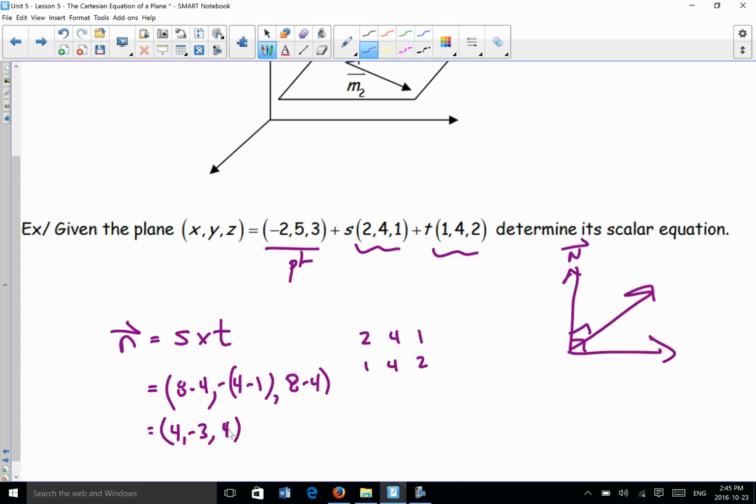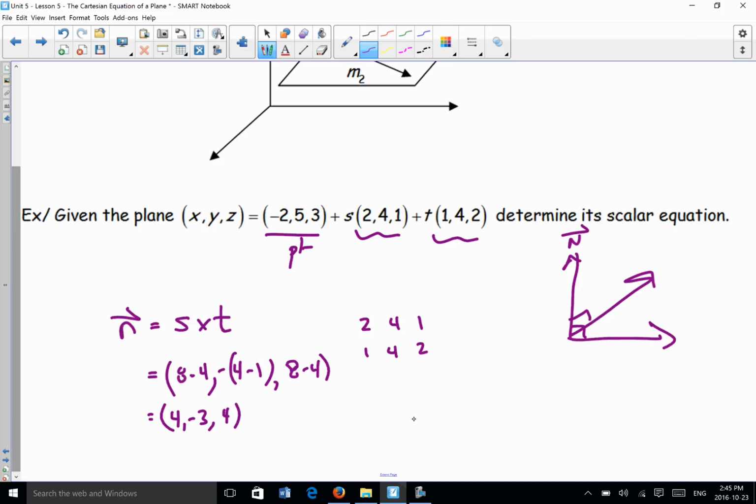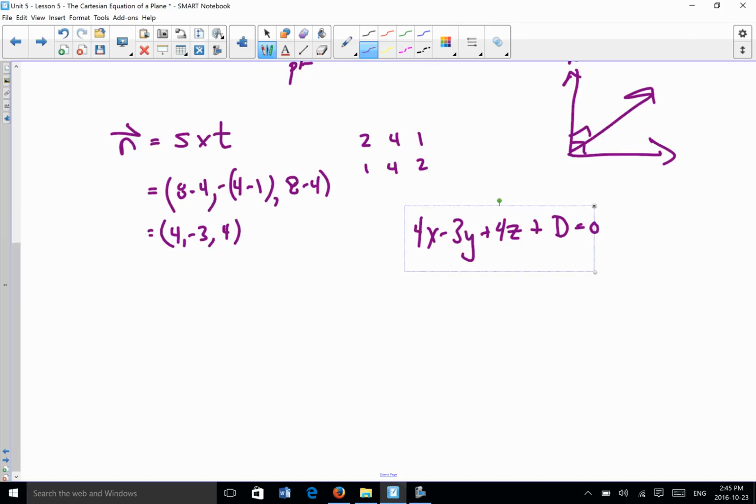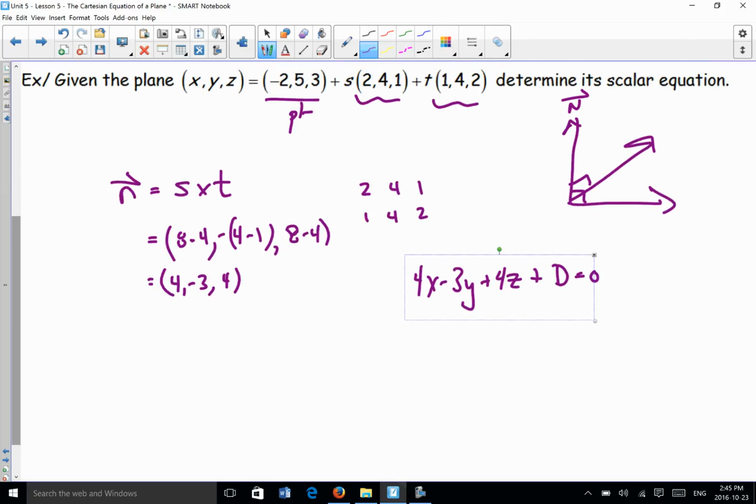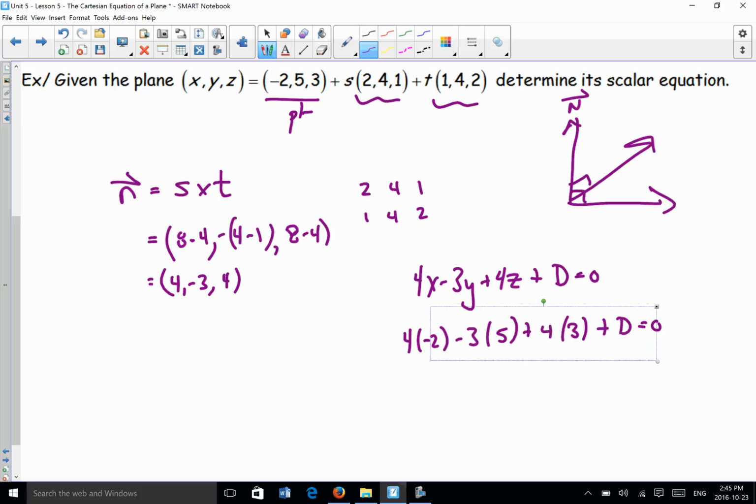plane. So now that we have that, we know that 4x minus 3y plus 4z plus d has to be 0 for the plane. And to find d, we need some point, and we were given a point of negative 2, 3, 5. So negative 2, 5, and 3. I can solve for d.